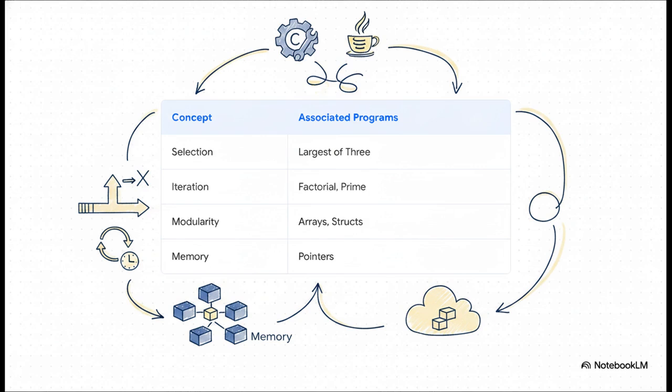Whether you're coding in C or Java, you're always dealing with these four main pillars. You've got selection logic for decision-making, iteration for those repetitive tasks, modularity for organizing your code, and memory management for handling exactly where your data lives. Just keep this mental map in your back pocket as we move forward.